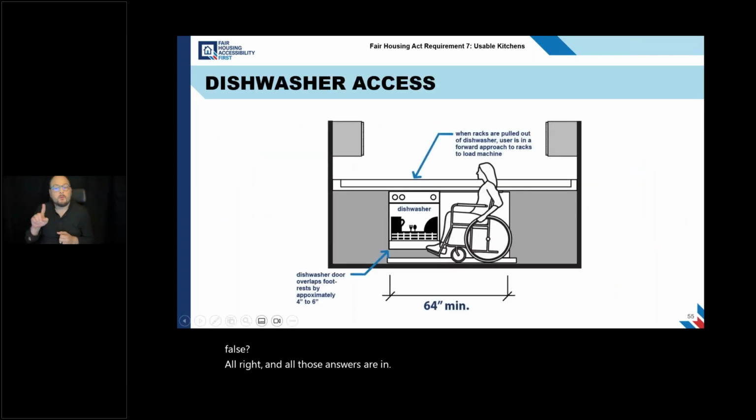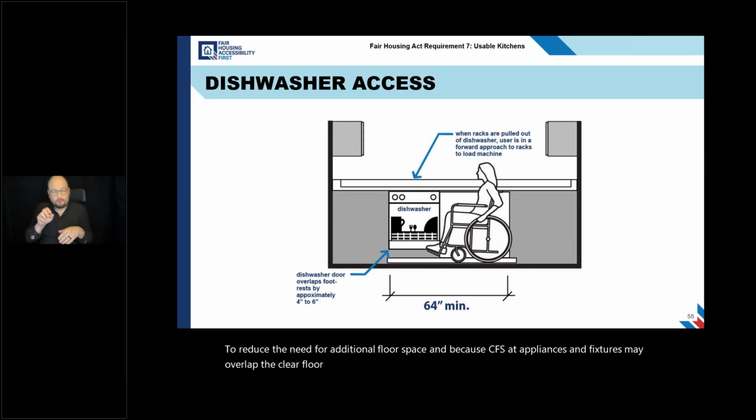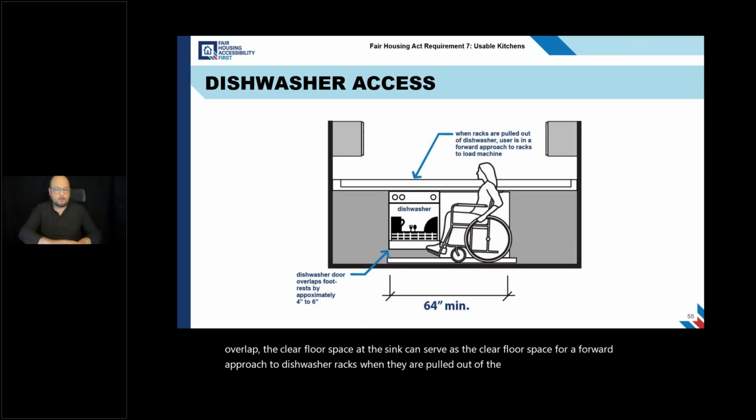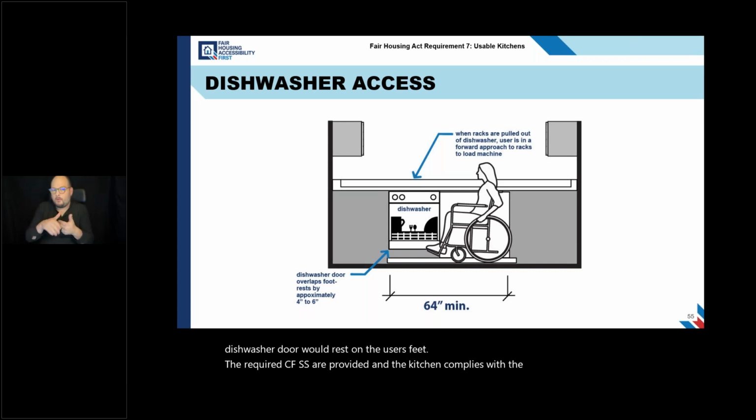Dishwashers, dishwasher access. To reduce the need for additional floor space, and because CFS at appliances and fixtures may overlap, the clear floor space at the sink can serve as the clear floor space for a forward approach to dishwasher racks when they are pulled out of the dishwasher. Even though the dishwasher door would rest on the user's feet, the required CFSs are provided, and the kitchen complies with the guidelines' maneuvering requirements.